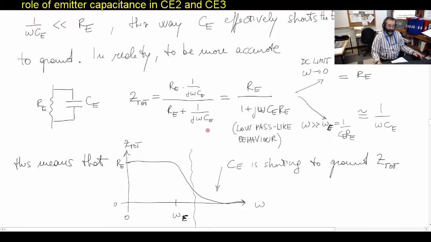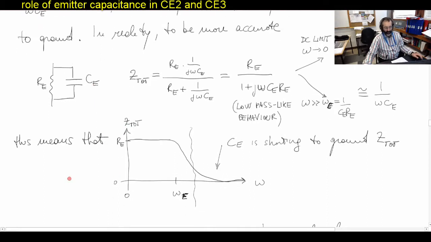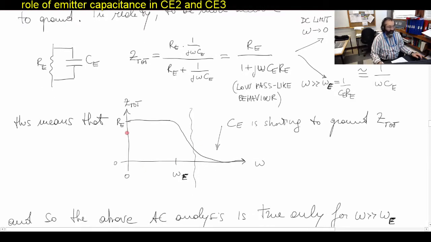Seeing things in this way, by looking at the total impedance of the parallel of these two components, allows us to see things a bit better now. If we were to plot the total impedance Z total versus frequency, we would expect a plot like this one. That is, the total impedance is very close to RE up until omega E, and then it starts to drop, because the impedance starts to behave like a capacitor, and the impedance of a capacitor drops as 1 over omega.